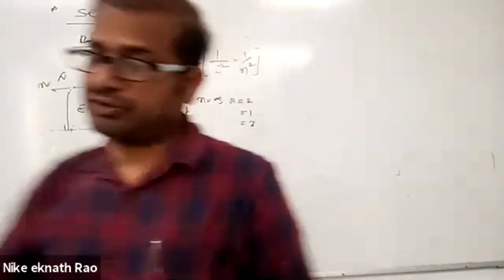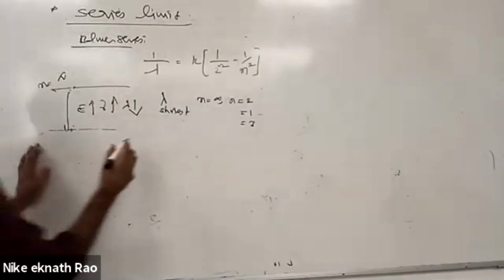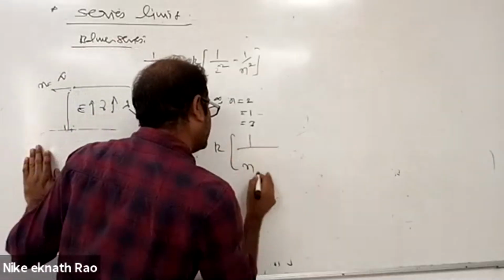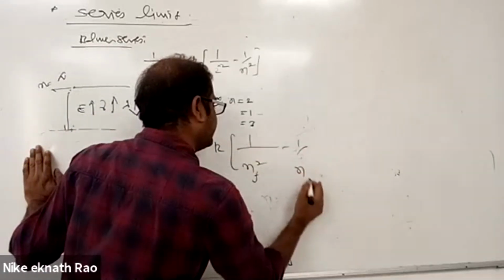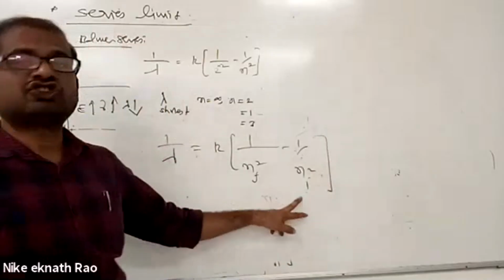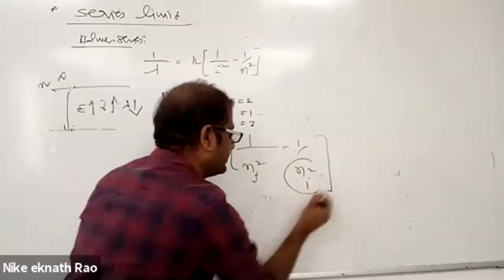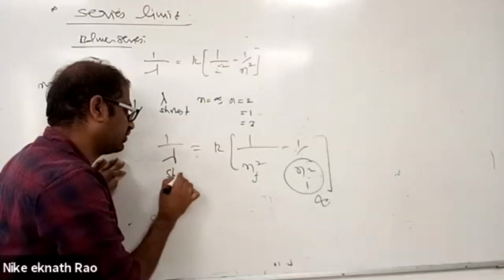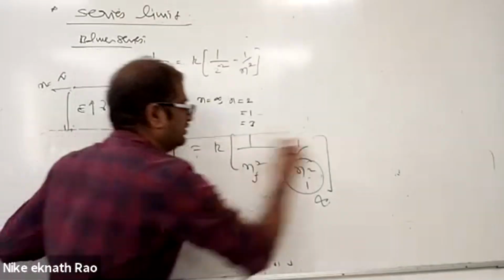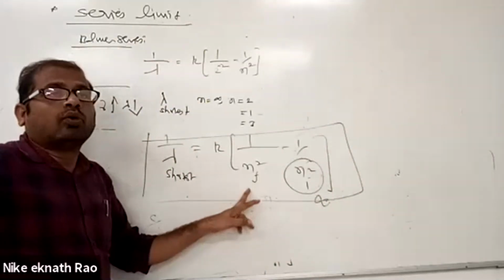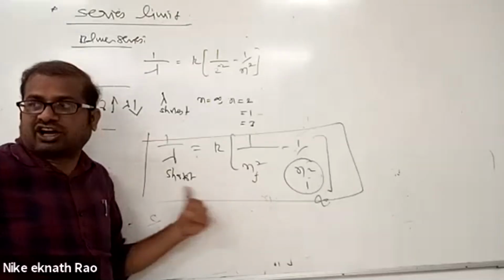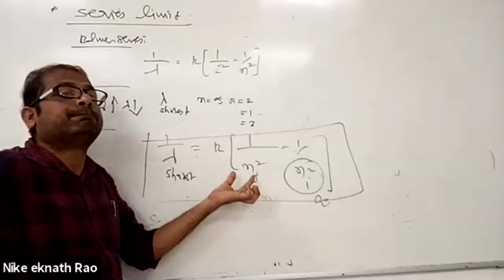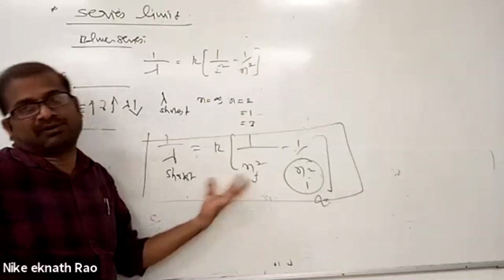General formula for shortest wavelength: 1 by lambda equals R into 1 by nf square minus 1 by ni square. Ni is initial; if you want the shortest wavelength, make ni equal to infinity. To any nf: if nf is 2, Balmer series shortest wavelength will come. If nf is 3, Paschen will come. If nf is 1, Lyman series.